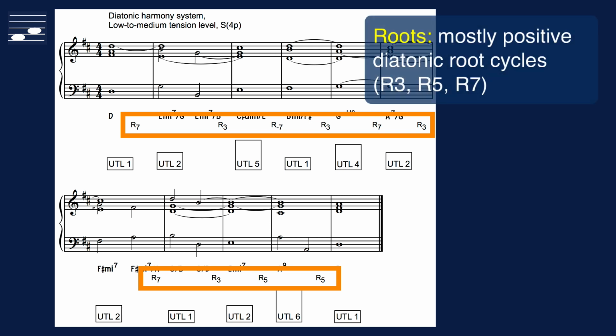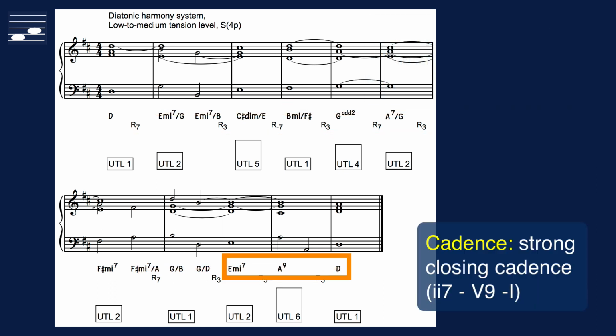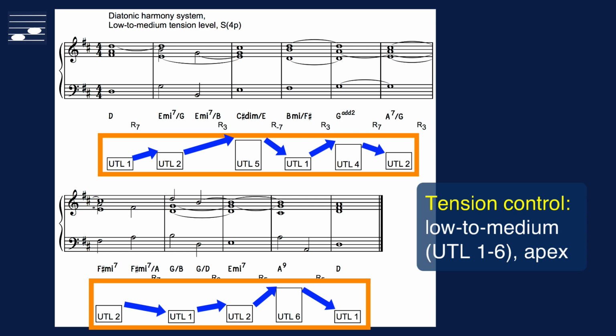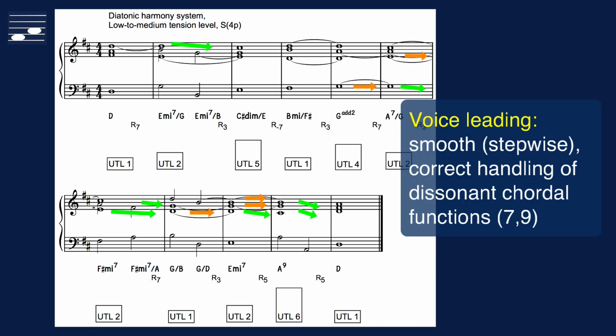Root movement follows a positive diatonic root cycle pattern R3, R5 and R7, with one negative root cycle exception. The example closes with a traditional strong 2-5-1 cadence. And here's the low to medium tension level pattern, with an UTL 6 apex near the end. Voice leading is smooth, involving stepwise motion and correct preparation and resolution of the dissonant chordal functions 7 and 9. Listen to this progression.